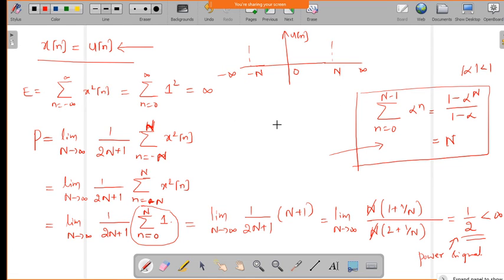Sir, explain once again. So since u of n is there, we have defined u of n from 0 to infinity. So the amplitudes are always 1 from 0 to infinity. From minus infinity to 0, the values are 0. But in our standard power expression, we have defined it from minus n2 to plus n1. Okay. So minus n2 to plus n means it is within minus infinity to plus infinity itself.